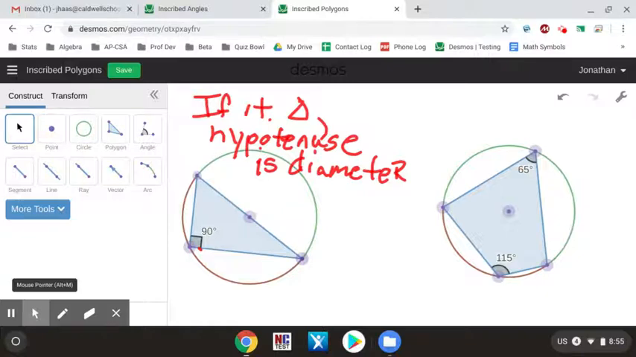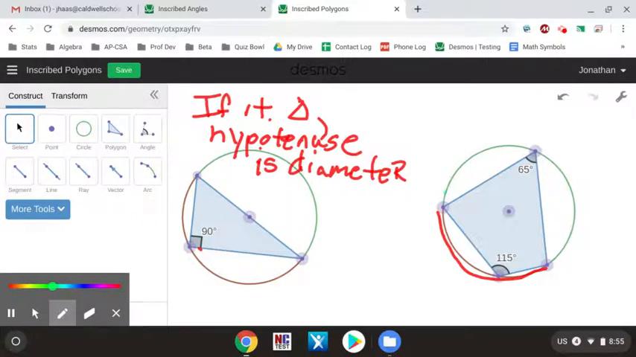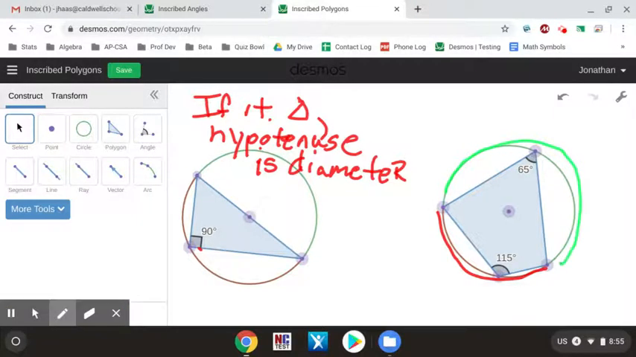Now, on this side, we have a quadrilateral. We don't know as much about the quadrilateral, but what I want you to notice is this arc I have marked in red and this arc I have marked in green. Between the two of them, they make the whole circle. So the red plus the green, the two arcs, is going to equal 360 degrees.